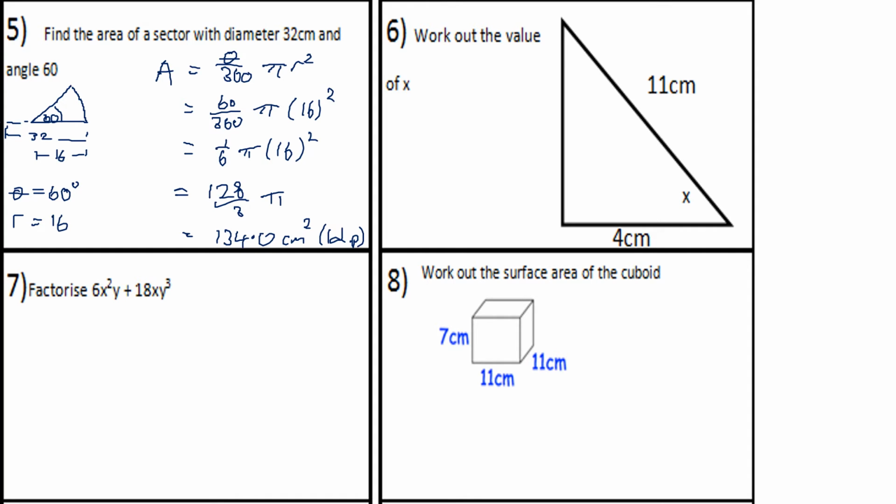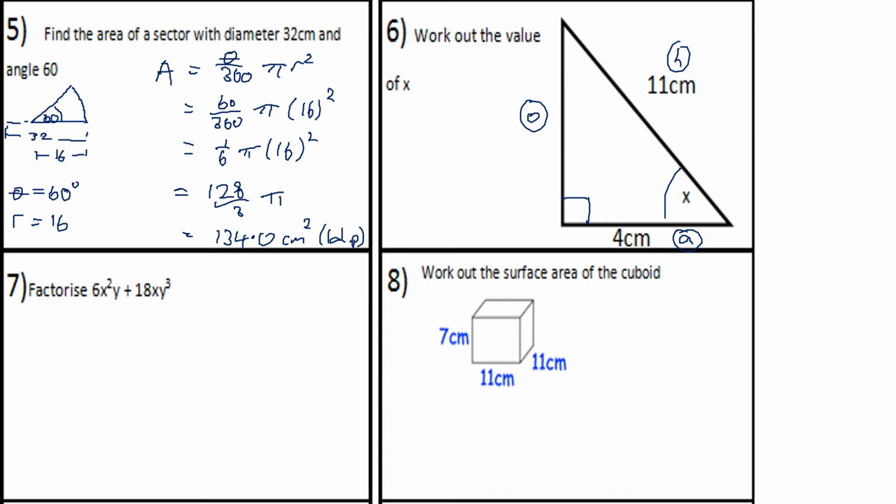Okay, right, question number 6, work out the value of x. I hope you assume that's a right angle. We're finding the angle, so it's right angle trigonometry. The first thing we're going to do is label our sides. Remember, opposite the right angle is always your hypotenuse, and opposite the angle that we're interested in, opposite that x, is your opposite side, and the other side is your adjacent side.